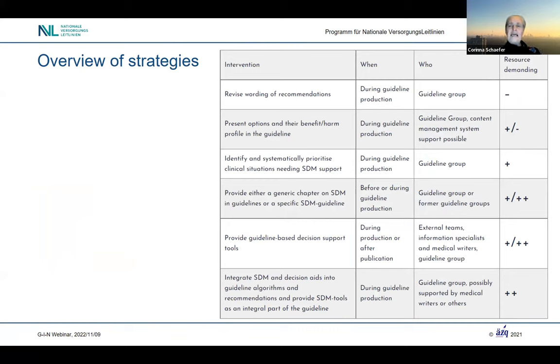So these are some examples of how you could use the different strategies that we have suggested in our chapter. And here you see a very simple table with an overview of these strategies. We have grouped them according to how resource demanding they are. The easiest thing is to revise the wording of a recommendation. It's not at all resource demanding, it's just thinking about the wording that you use.